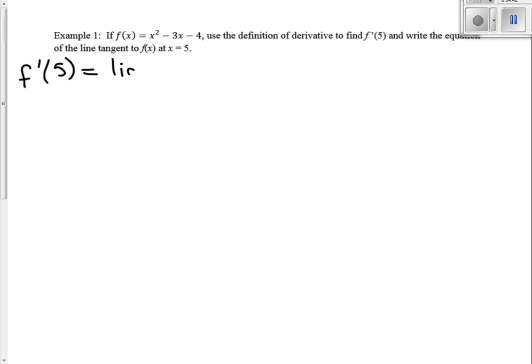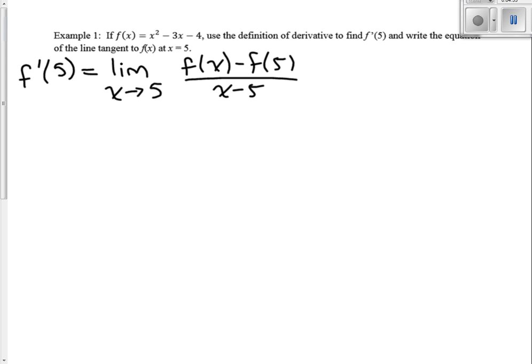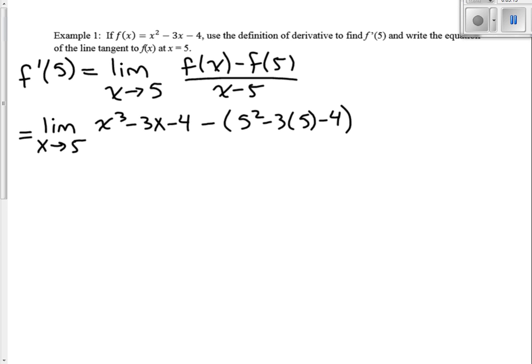And then we're going to do the limit as x approaches that value, which is 5. And we're just going to do f of x, the change in y's, minus f of 5, over the change in x's, x minus 5. And when I work that out and plug in my f, that's the limit as x approaches 5 of x cubed minus 3x minus 4 minus what I get when I plug in 5, which is 5 squared minus 3 times 5 minus 4, all over the change in x, which is x minus 5. And then I need to work this out.